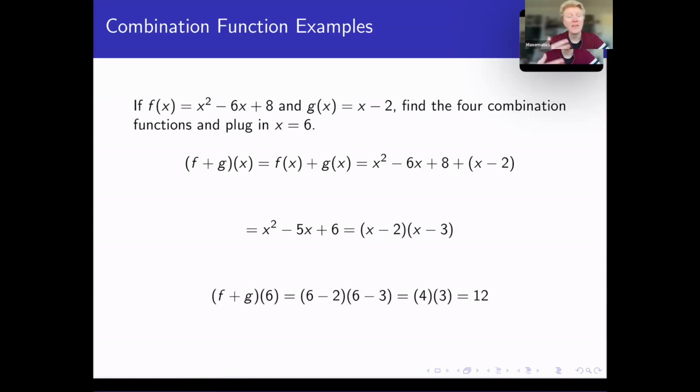But also, if you're looking for a specific value of your combination, you didn't have to do it this way. So, for example, do we get 12 if we plug 6 into here, 6 into here, and then add them? Well, 6 squared is 36. 6 times 6 is 36. 36 minus 36 is 0. 0 plus 8 is 8.